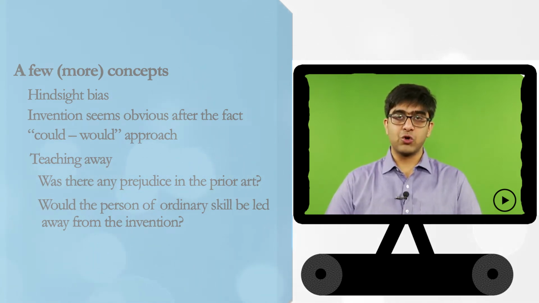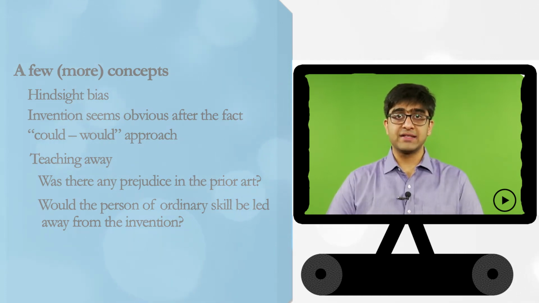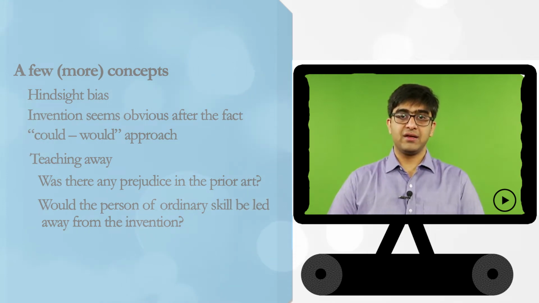This concept is called teaching away, that is, where a prior art taught away from a particular solution and the patentee tried it successfully, then that particular solution should be patented. The test laid down in this regard is whether there is any prejudice in the prior art, and whether a person skilled in the art would be led away from the invention.